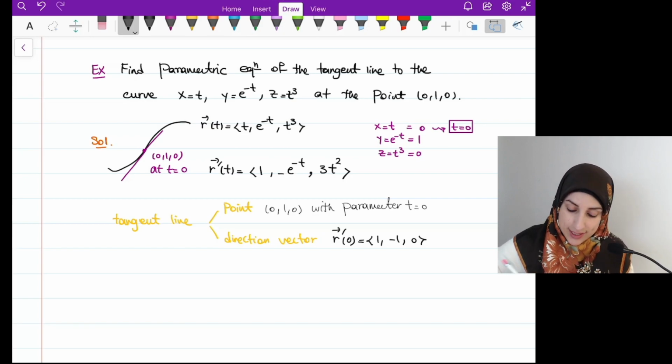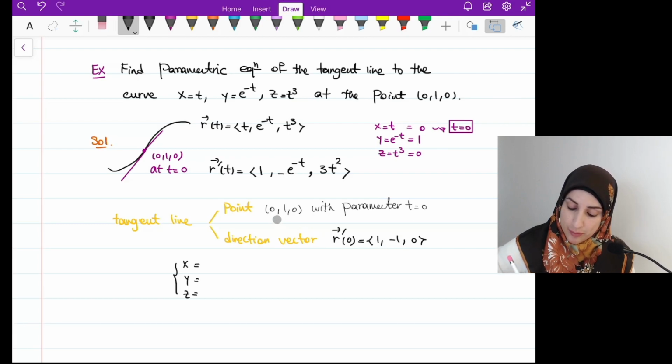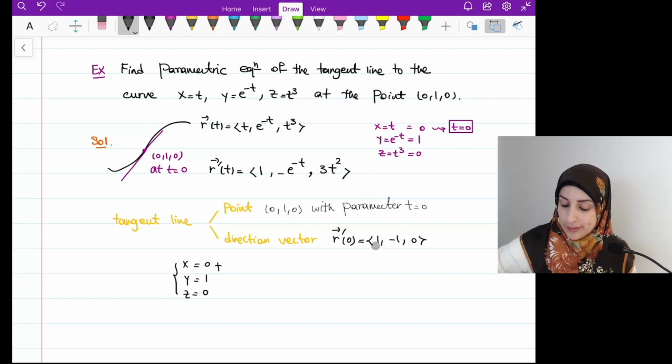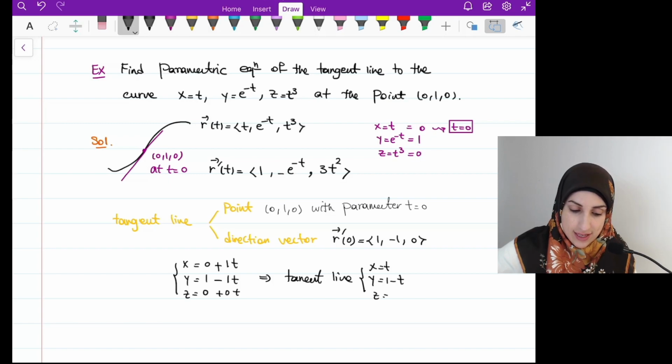Now I'm gonna write the tangent line. So the tangent line would be (x, y, z) equals the starting point, or any point on the line, which would be (0, 1, 0), plus the direction vector times t, which would be 1 times t, negative 1 times t, and 0 times t. Therefore, the tangent line would be x equals t, y equals 1 minus t, and then z equals 0.